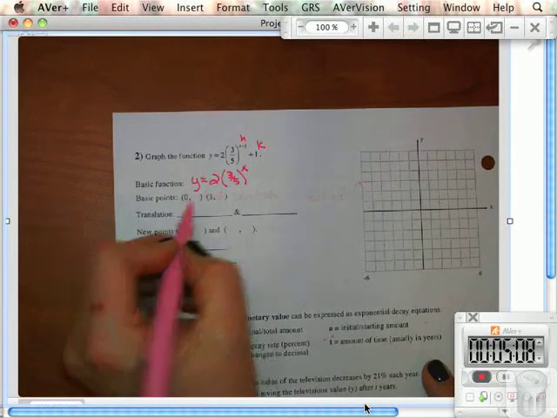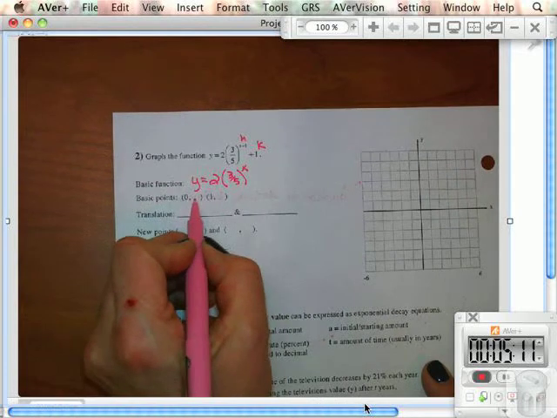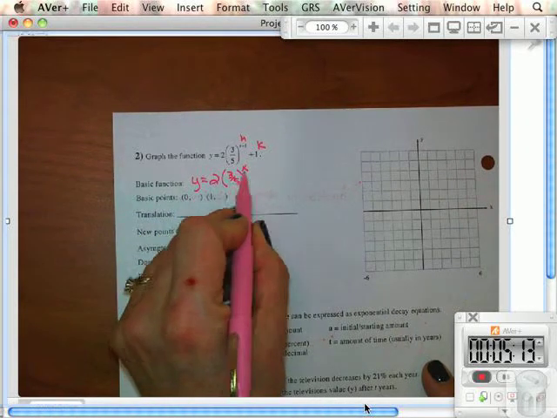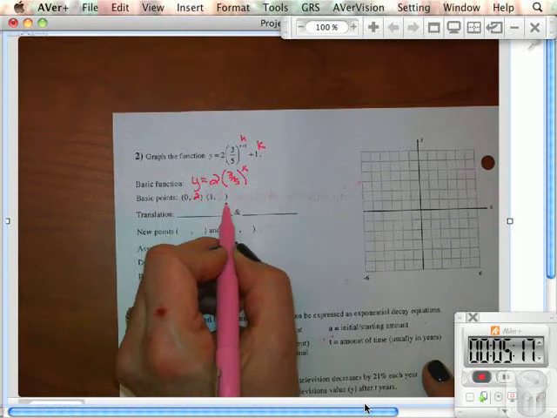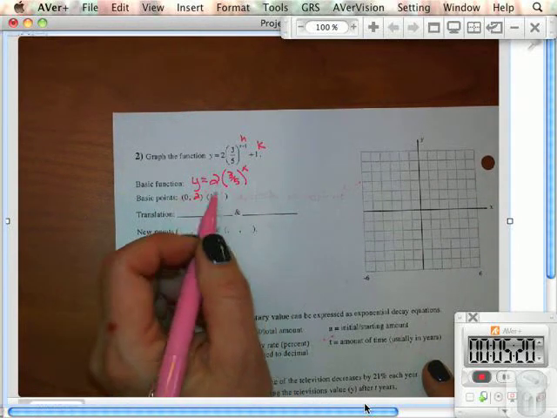Plug in 0 to this basic function. What do you get? 2. (3/5) to the 0 is 1, times 2. Plug in 1, you get a funky fraction, and it is 6/5.